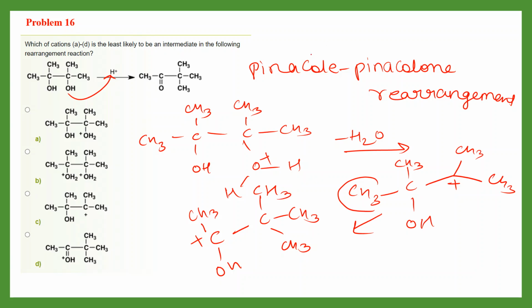Because for carbocation stability we have to see plus M, then aromaticity, then resonance, then your hyperconjugation, then your inductive. Right? Understood till here, right? Okay. So one possible intermediate is this. Can we find this and see what is the question? Which of the cations A to D is least likely to be an intermediate in the following rearrangement reaction? Least likely. Tell me which one is least likely.